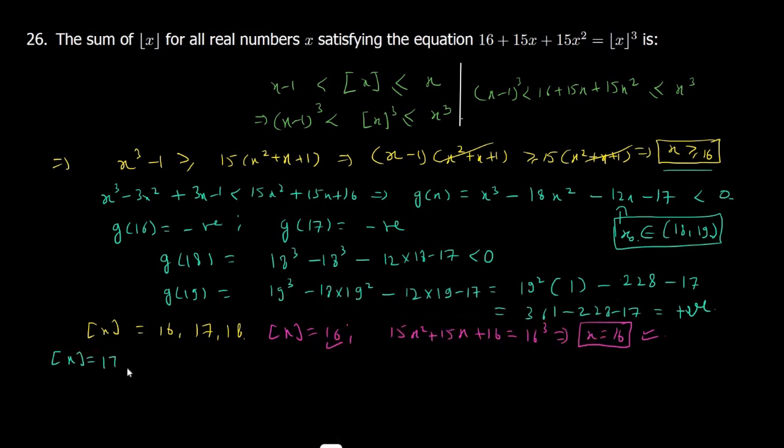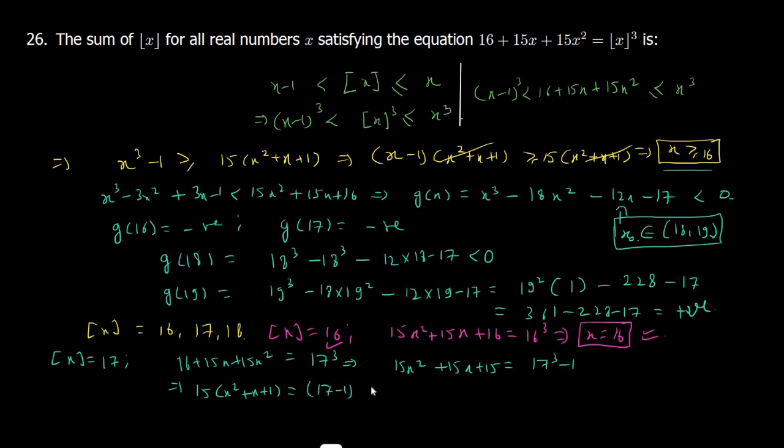Next, let me try for box of x is equal to 17. Now if box of x is 17, if I look at f of x and g of x, are both of them satisfied? That means, are we getting an x which lies between the desired numbers? Let's see. So what we have is 16 plus 15x plus 15x square is equal to 17 cube. If I simplify this expression, I will get 15x square plus 15x plus 15 is equal to 17 cube minus 1. And if I take 15 common, x square plus x plus 1 is equal to (17 minus 1) times (17 square plus 17 plus 1).